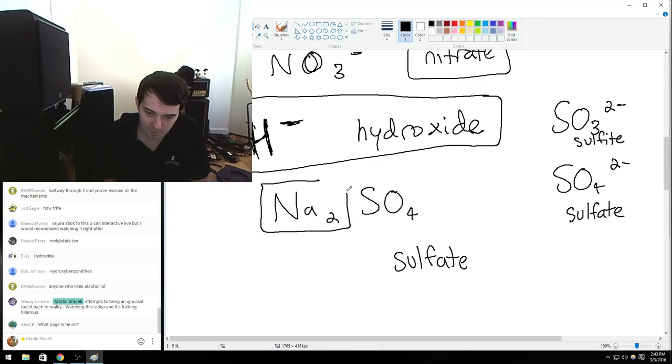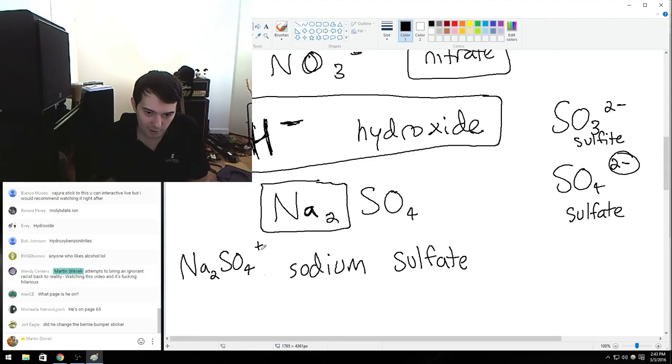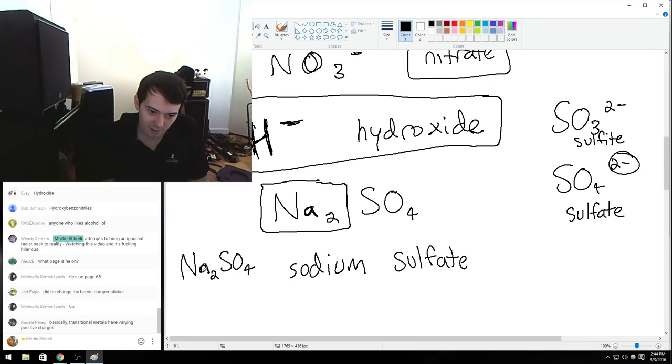What are we going to say about this? You may be tempted to say disodium sulfate. But the answer is just sodium sulfate. Because when we write Na2SO4, we know there's a sulfate, which is always SO4. And we know that this is not a charged molecule, otherwise it would have a plus or a minus up here. It's neutral. And we know that SO4 is a negative 2 charge. Sodium is a plus 1 charge.